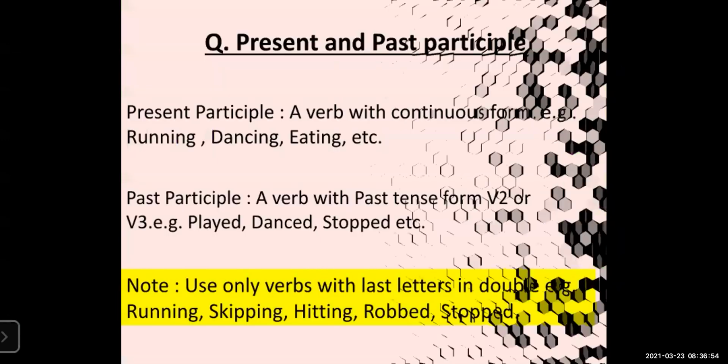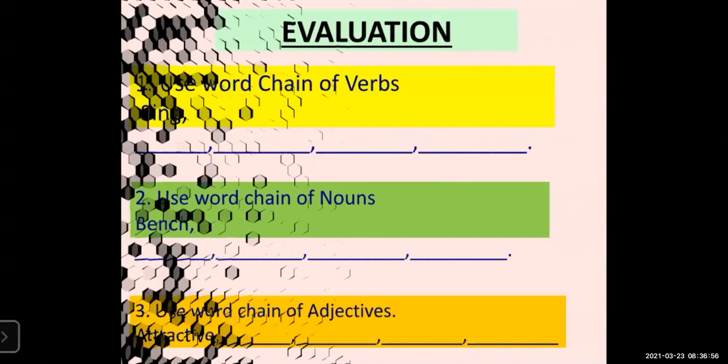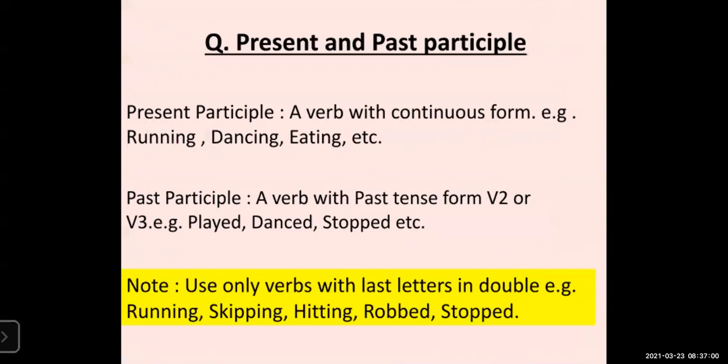Okay, this activity evaluation we have completed now. Now, the next activity, in question number 1A, is present and past participle. You have to write two words in this activity, either of present participle or either of past participle.